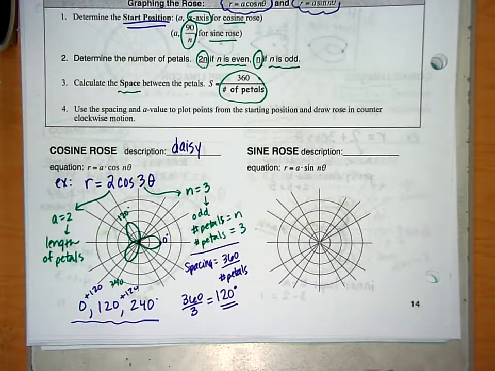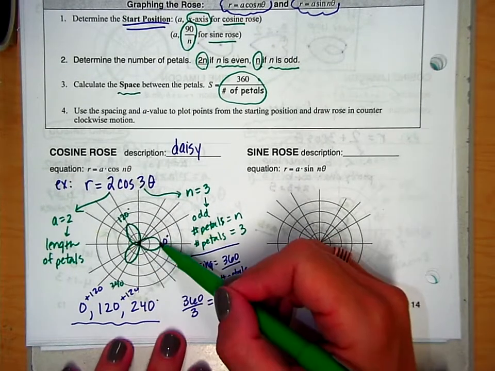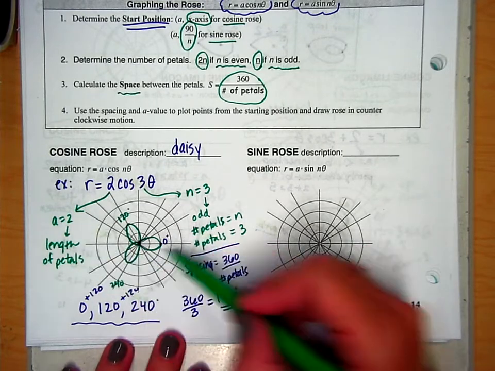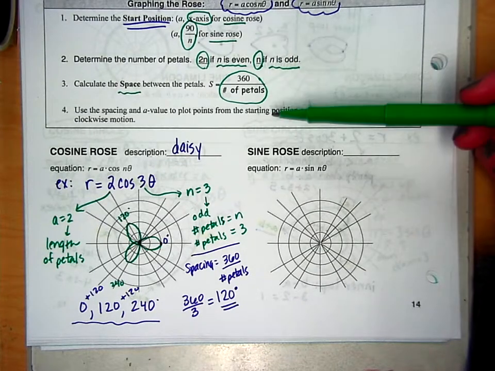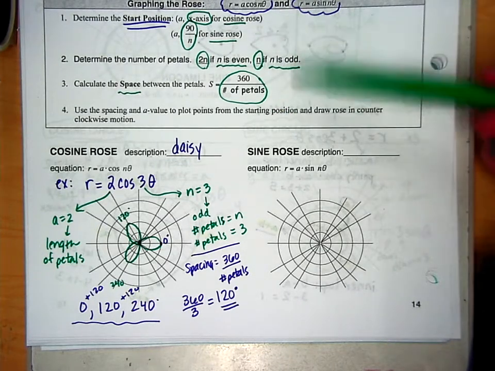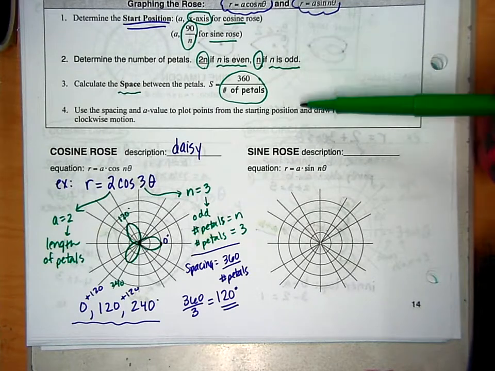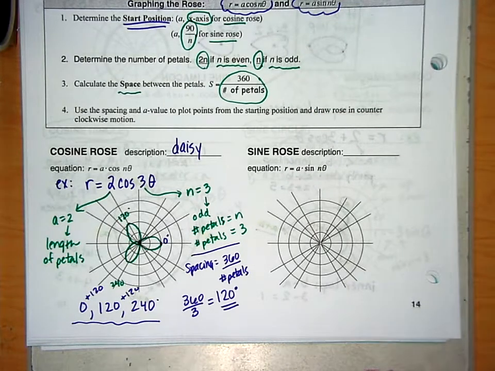And you see the symmetry there? Notice they're all 120 degrees apart, and they have x-axis symmetry because it's a cosine rose. And we're done. Kind of fun. It's a lot of steps, but if you just follow the steps that are listed up here, and you always go counterclockwise, they're not that bad. Should we try a sine one?